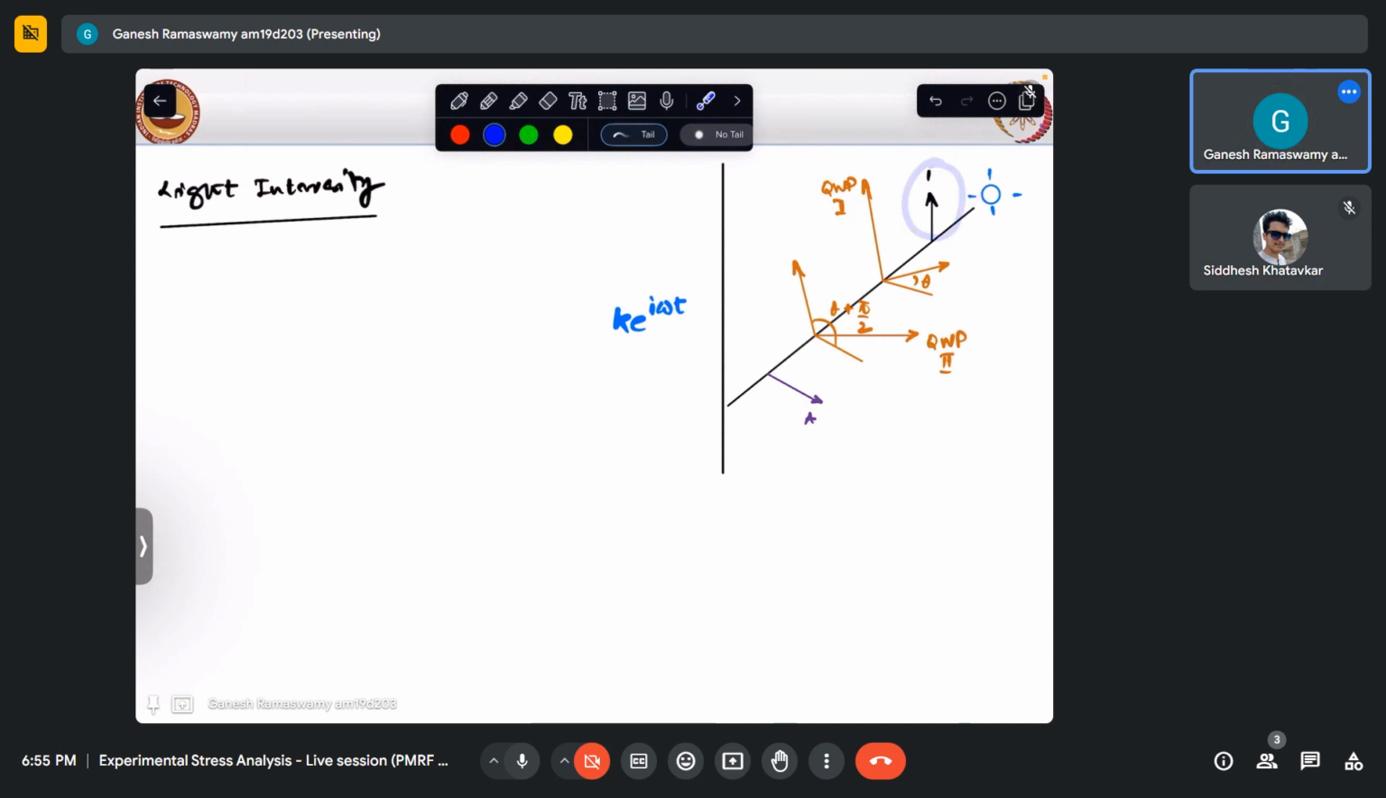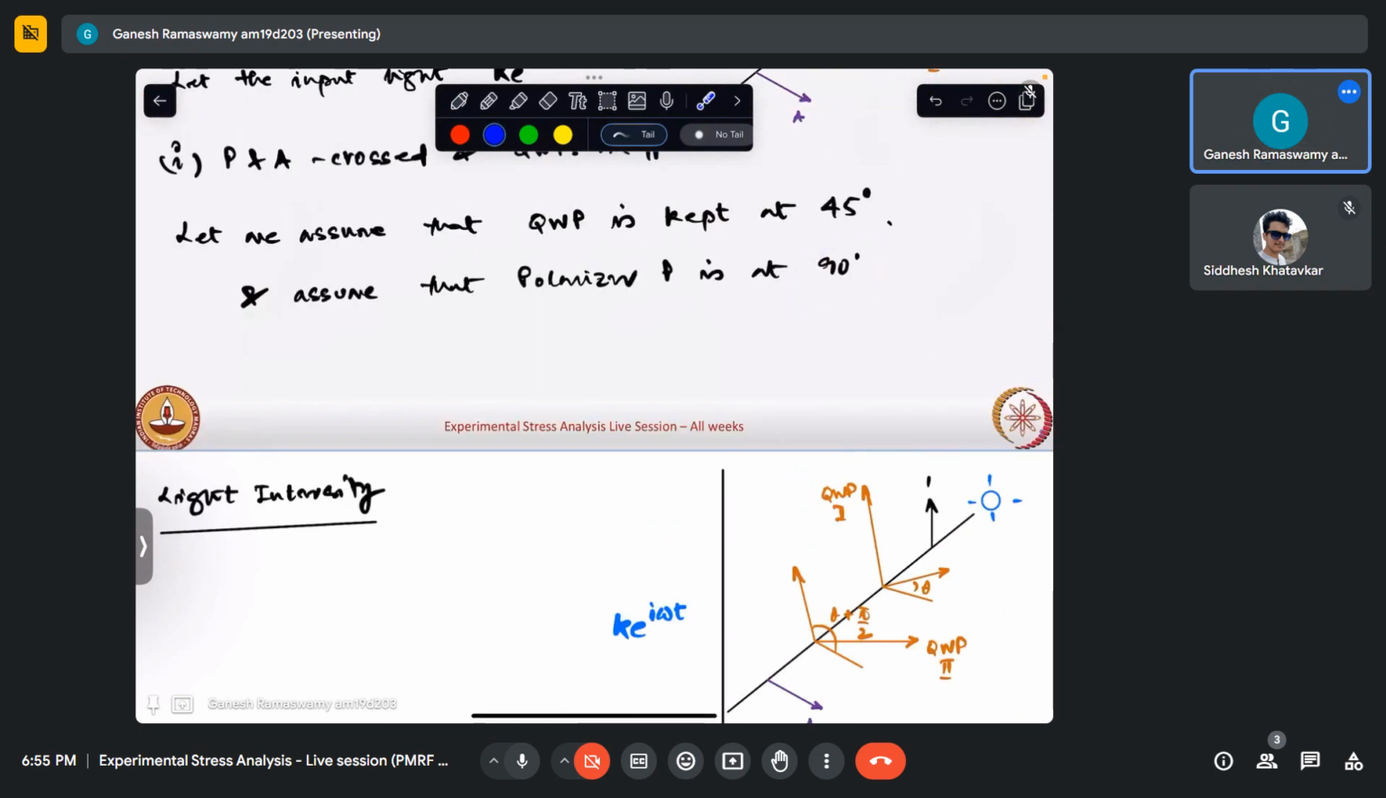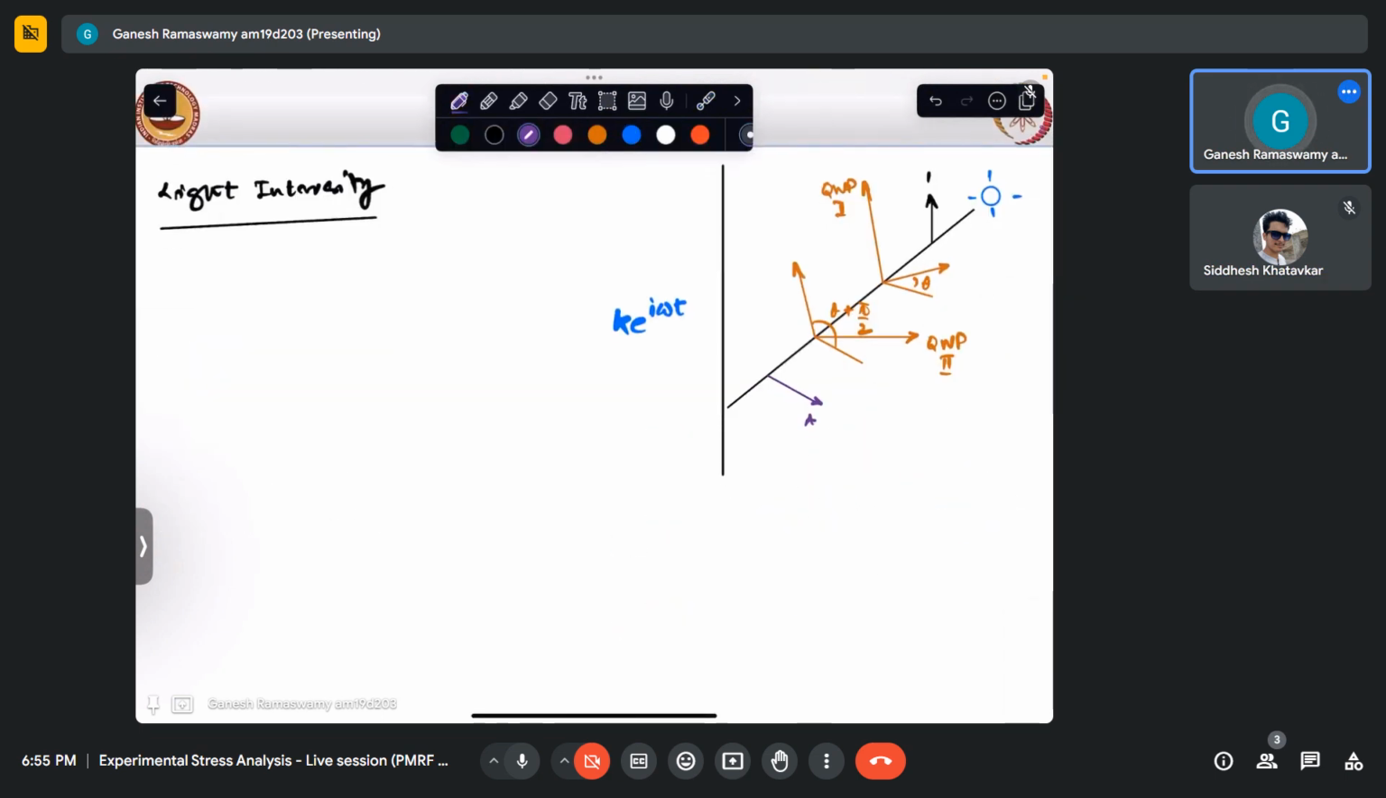Now I have the polarizer. I have assumed that it is at 90 degrees. So how can I represent that using a vector? 0, comma 1. What does this imply? X component is 0, Y component is 1. So these two together form whatever is coming out of the polarizer. What will come out of this? 0, k e^(iωt), which implies that all the light is coming parallel to the y axis. So this is the light source, and this is the polarizer I have accounted for.